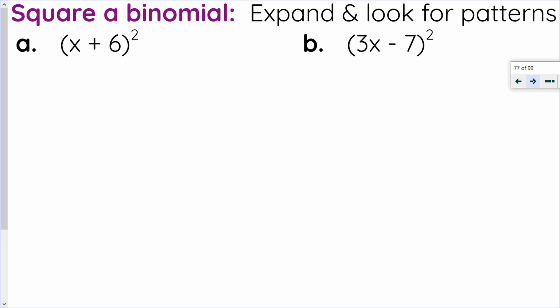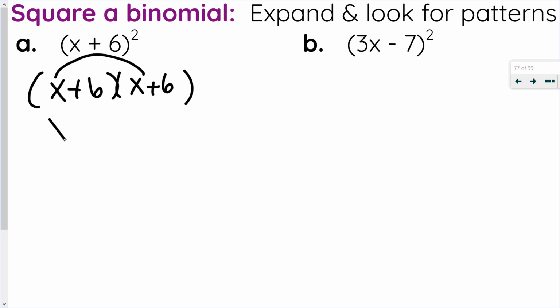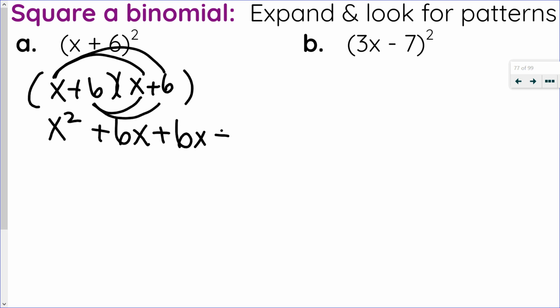Okay, the second special factoring that we're going to look at involves binomials being squared. Let's look at what happens. I want to square these binomials, and I want to look for a pattern. Remember, when you square, it just means multiply it by itself. So x times x is x squared. x times 6, 6 times x, and 6 times 6. I'm going to leave that unsimplified just for a minute, and I want to look at my next one.